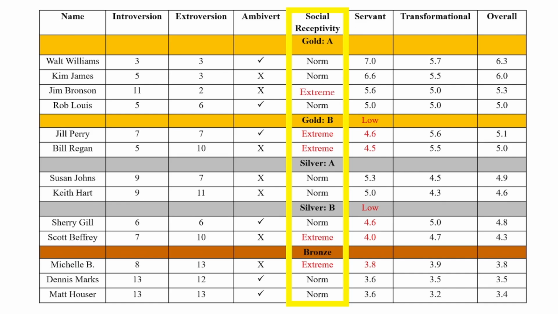The same thing with Jill Perry. She too falls into the gold standard because of a 5.1. However, her servant leadership score was below a 5.0 and she came in with her social receptivity as extreme. Now with her, when we look at the numeric values of introversion and extroversion, they are a solid 7 and 7, which is where this ambivert thing comes in. An ambivert is somebody who is a balanced introvert and extrovert, either identical numeric values or off by 1. In this particular case, she's a 7 and a 7, but she does have a social receptivity of extreme. So again, this is just a mathematical result.